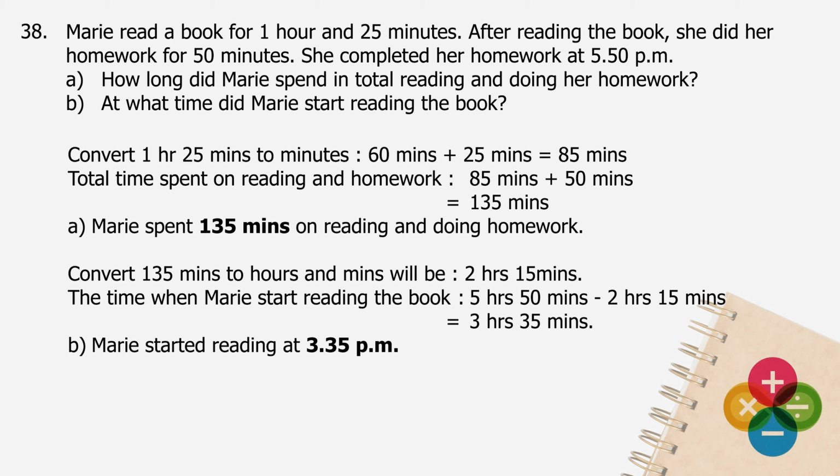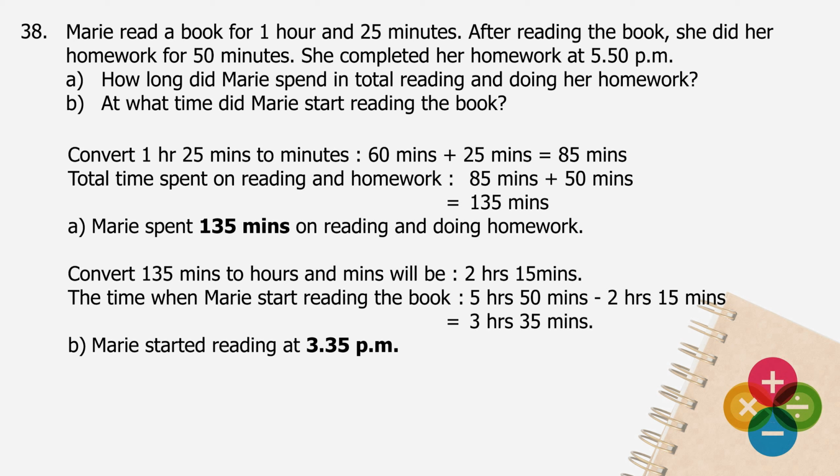Convert 1 hour 25 minutes to minutes, will be add 60 minutes to 25 minutes, and the sum is 85 minutes. The total time spent on reading and doing homework will be add 85 minutes to 50 minutes, and the sum is 135 minutes. A. Marie spent 135 minutes on reading and doing homework.